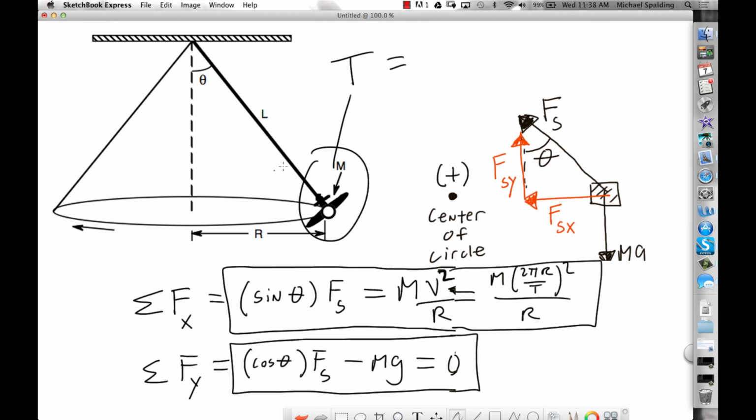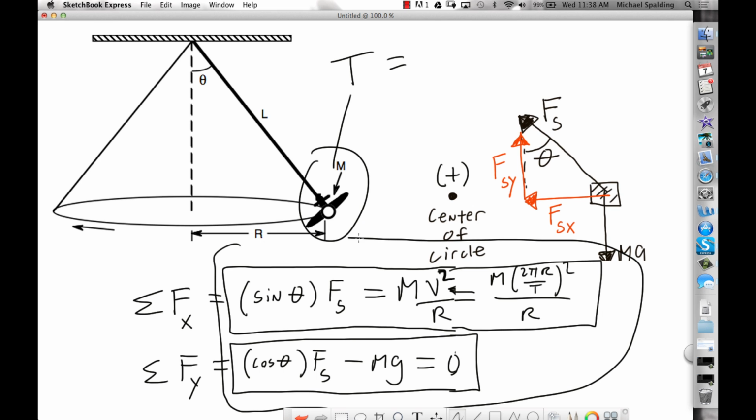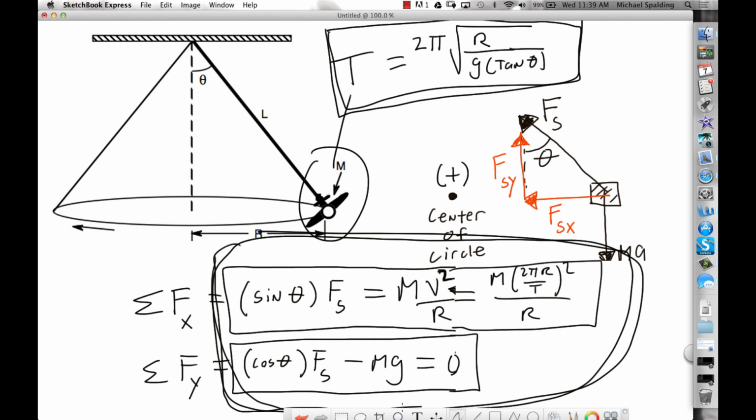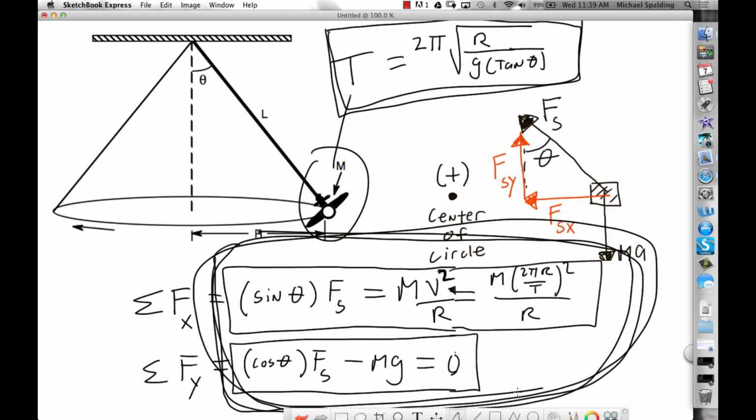Now, you're going to take these two equations and combine them. When you combine these, what you're going to get is period equals 2 pi square root of r over g tangent theta. Now, should you memorize this equation? No. This is a derived equation, but it's pretty cool. You can get this equation from these two equations. Let me just show you how you do it.